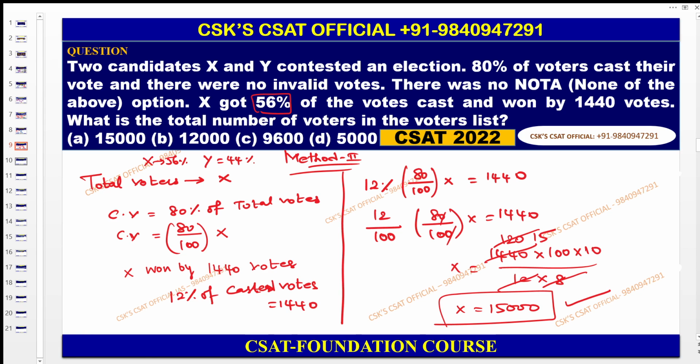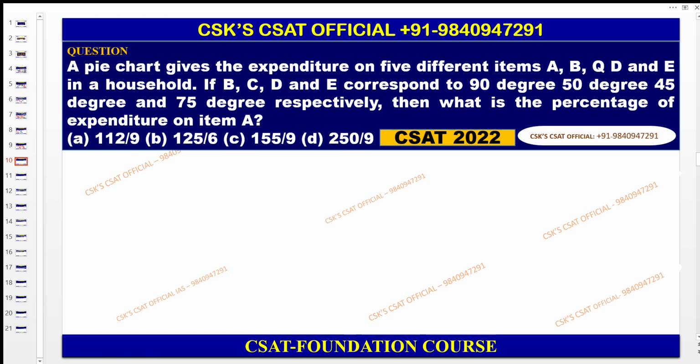Now let us move on with the next one. Now this is a good model question. Nowadays data interpretation kind of questions are also coming in the form of wordings. So don't panic while seeing this kind of question. Read the question carefully. So this is the pie chart. Pie chart means the total is 360 degrees. So please remember that. 360 degrees gives the expenditure on 5 different items A, B, C, D, E in a household.